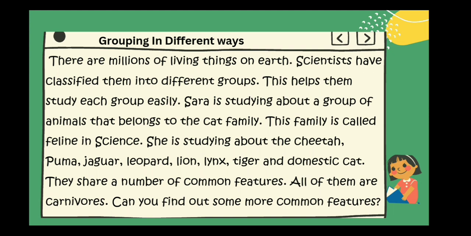So all these animals that Sarah is studying about, cheetah, puma, jaguar, leopard, lion, lynx, tiger, and domestic cat, all of them are carnivores. Can you find out some more common features? Just look at all these animals, think of all these animals, and decide what other common features do they have. You can pause the video here and list down the common features that you can think of.